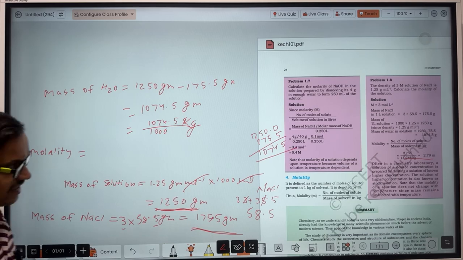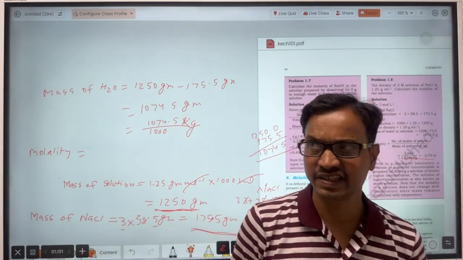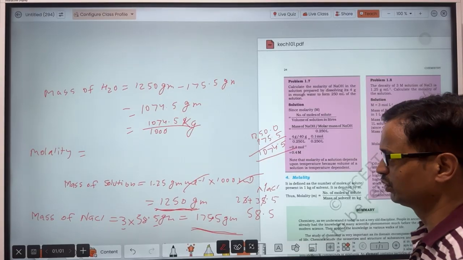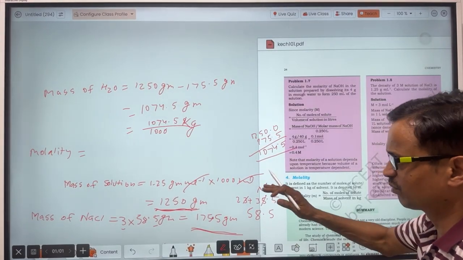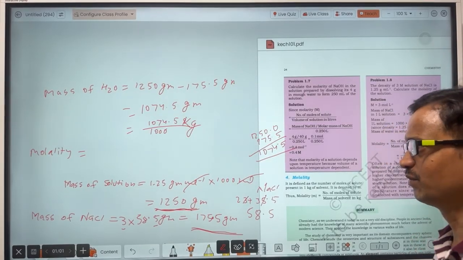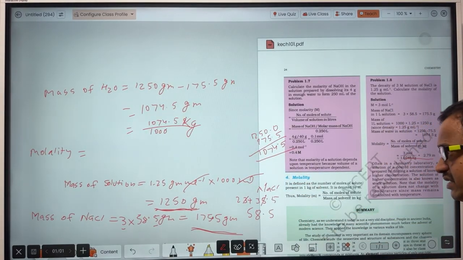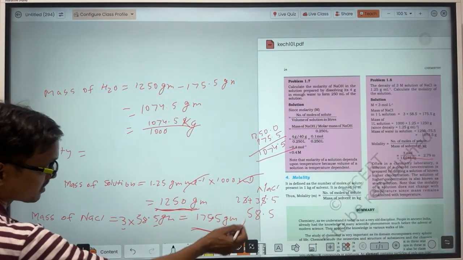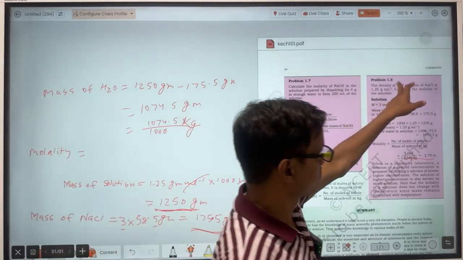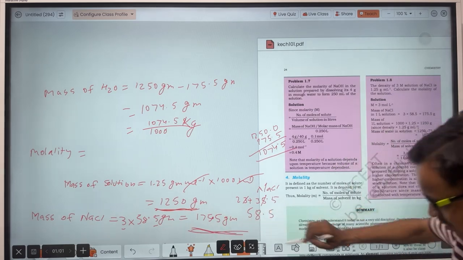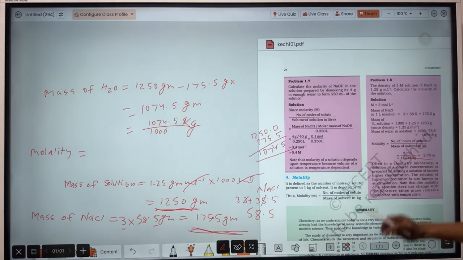To calculate the molality, you need the number of moles of solute and the mass of solvent in kg. So molality will be equal to this one. The number of moles remains the same, 3 mole. 3 mole, or 175.5 gram of NaCl, and the mass of water is there.